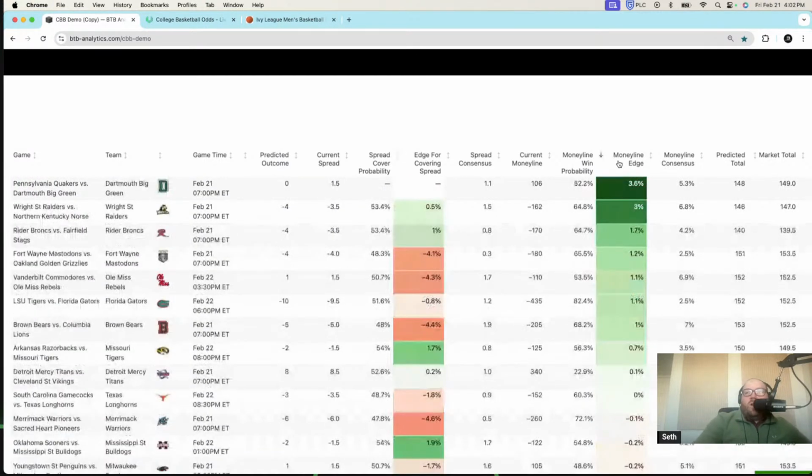All right, so there you go. We took advantage. We're on Dartmouth plus 110. We're on Wright State, not on the money line, but on the spread minus 2.5. Okay, some new games are coming in, which you'd love to see. So I'm gonna refresh the page in the tool.